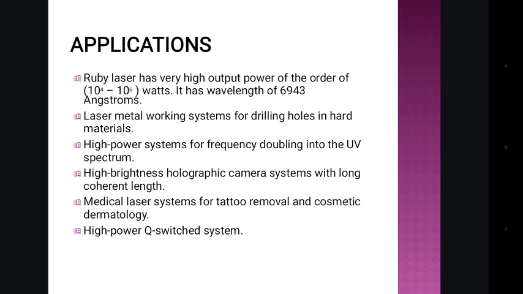Now the applications. Ruby laser has very high output power of the order of 10 to the power 4 to 10 to the power 6 watts. It has a wavelength of 6943 angstroms. Laser metal working systems for drilling holes in hard materials. High power systems for frequency doubling into the UV spectrum. High brightness holographic camera systems with long coherence length. Medical laser systems for tattoo removal and cosmetic dermatology. High power Q-switched systems.